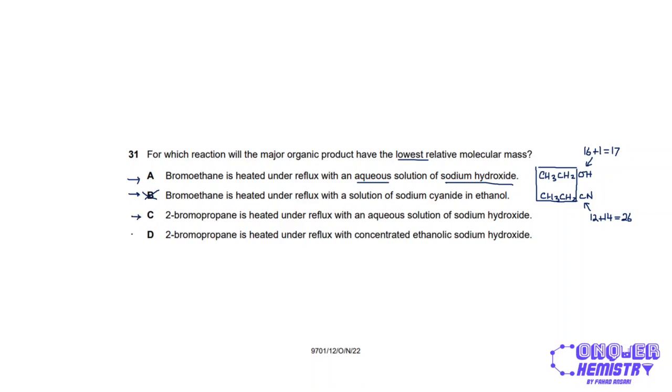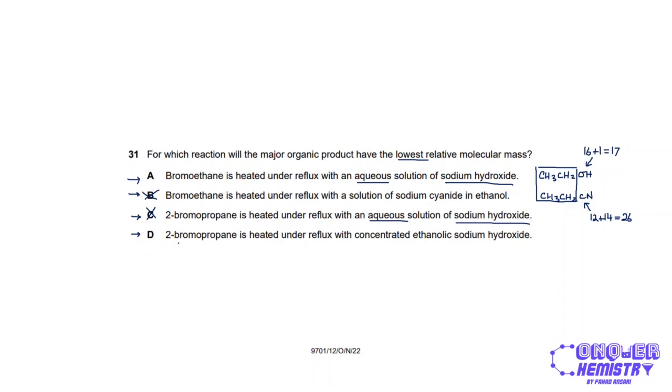We have 2-bromopropane now. So we have a larger halogenoalkane to start out with. This doesn't look very good for these options, but let's try them out anyway. So 2-bromopropane is heated under reflux with an aqueous solution of sodium hydroxide. Now in this situation, again, the bromine will be replaced by OH, right? This is aqueous solution of NaOH. And so we have 3 carbon atoms over here. In the alcohol, that's going to be propan-2-ol. So if I compare ethanol and propan-2-ol, obviously, ethanol will have a lower MR. And so I'm not even going to consider this one.